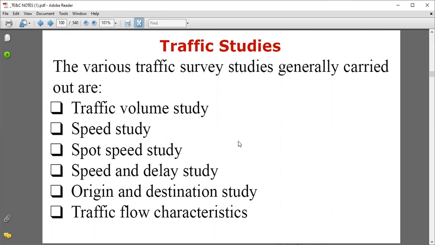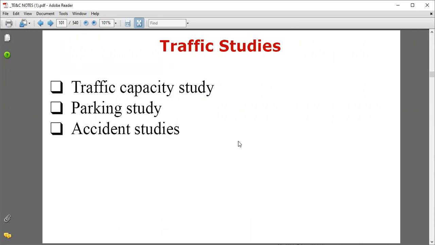Okay, so the first point is the traffic volume study. We'll see what the traffic volume study is. It is related to the volume of the traffic.